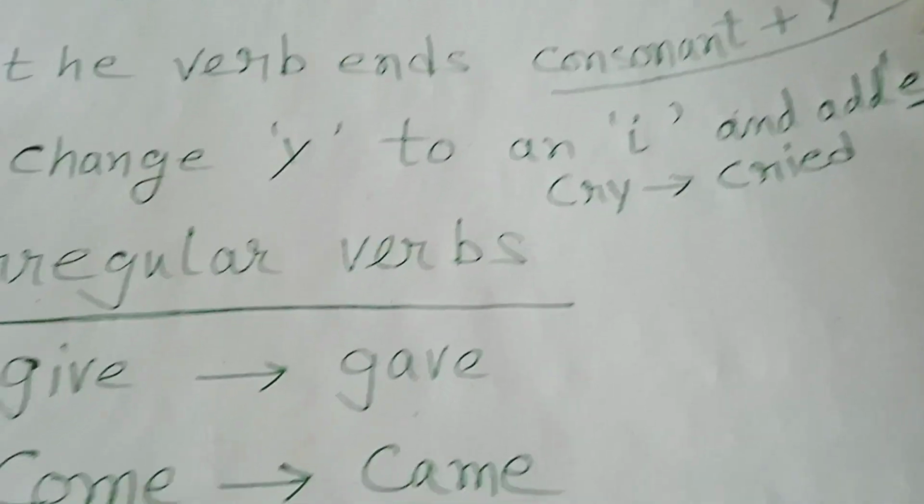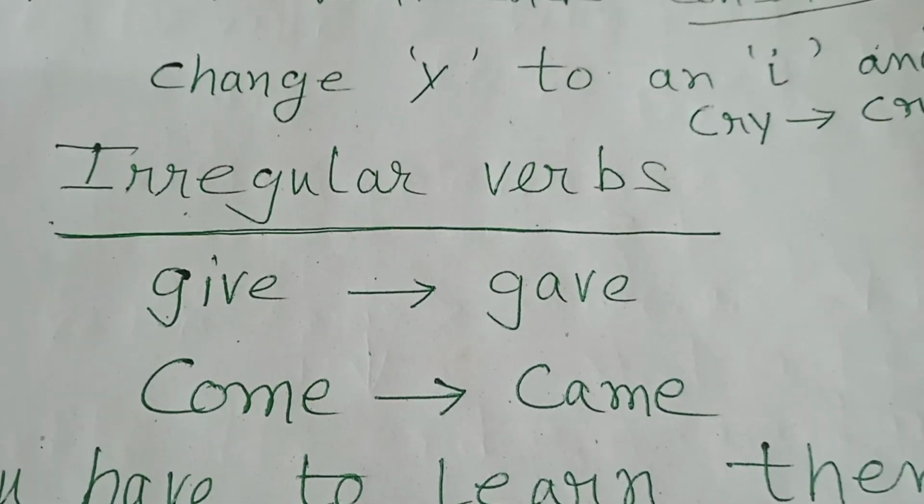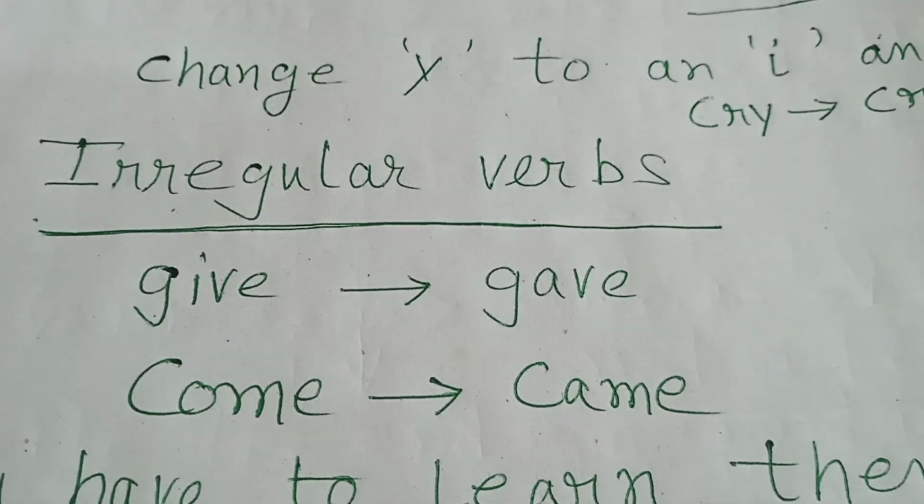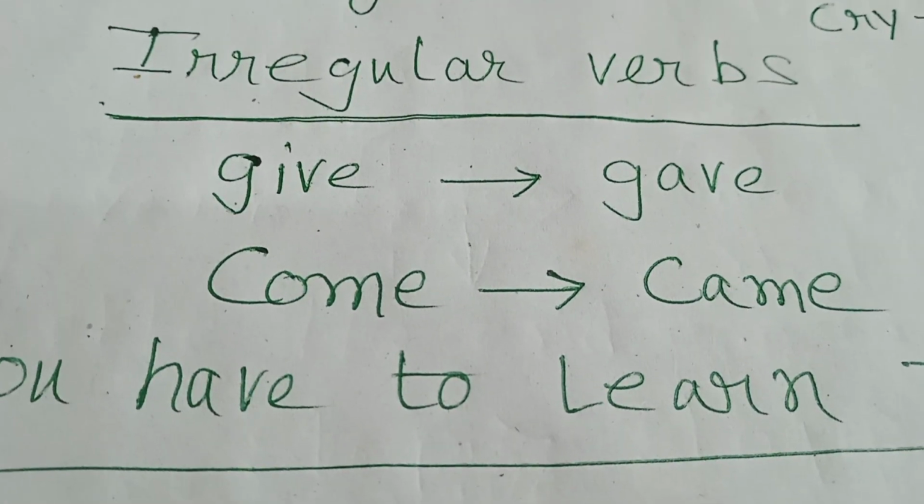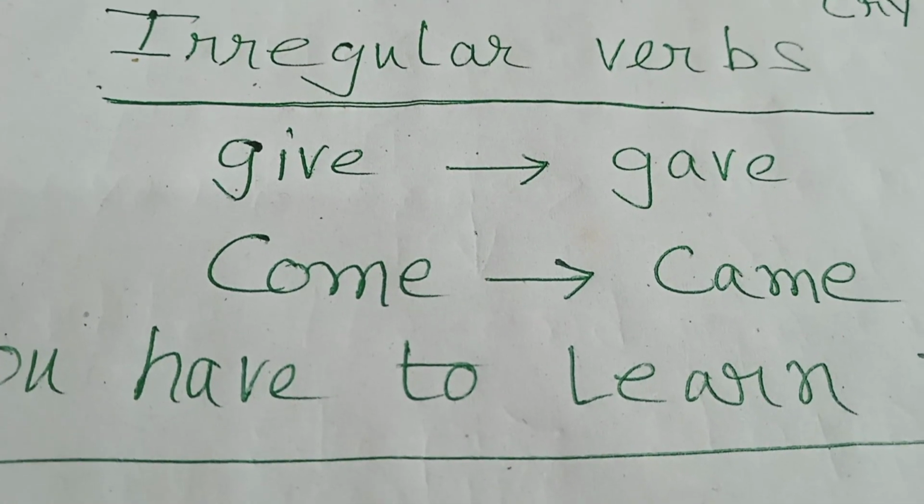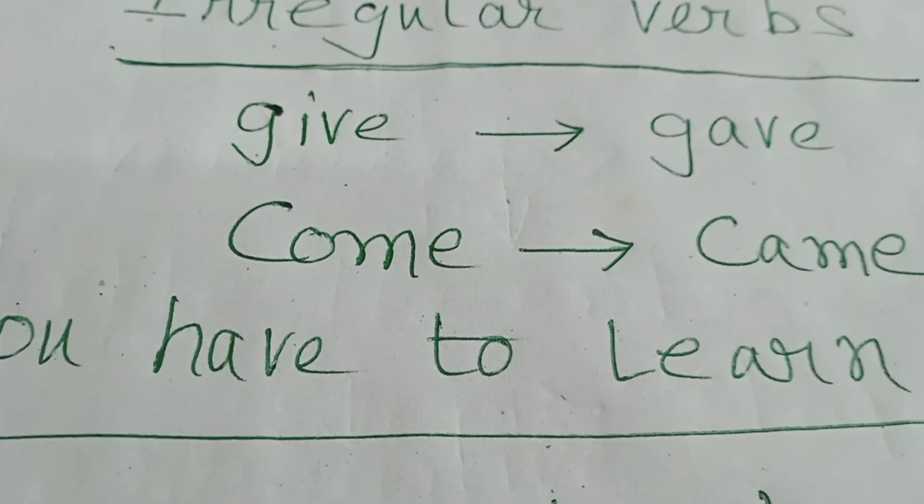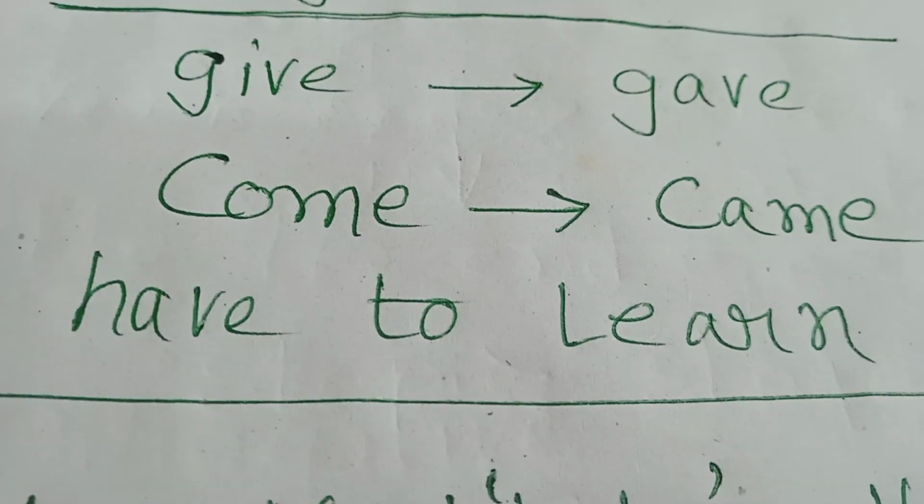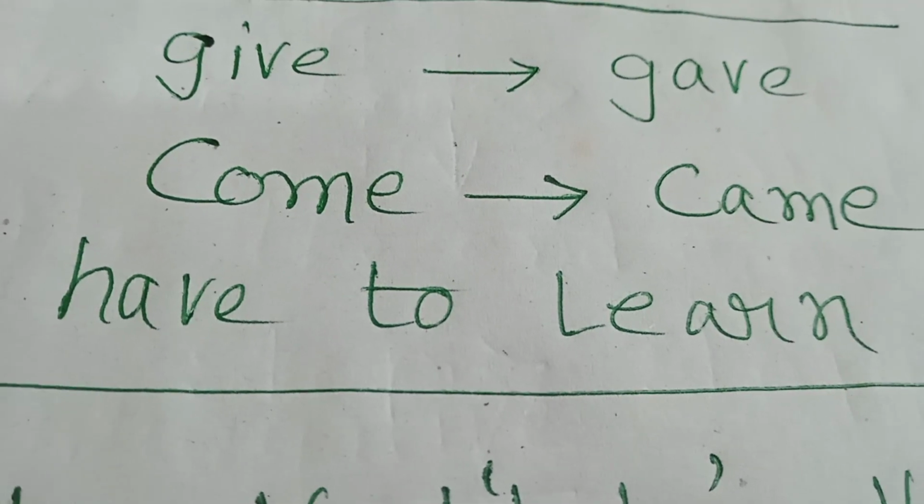In the case of irregular verbs, the verb changes with no rules; you have to learn them. Give, gave. Come, came.